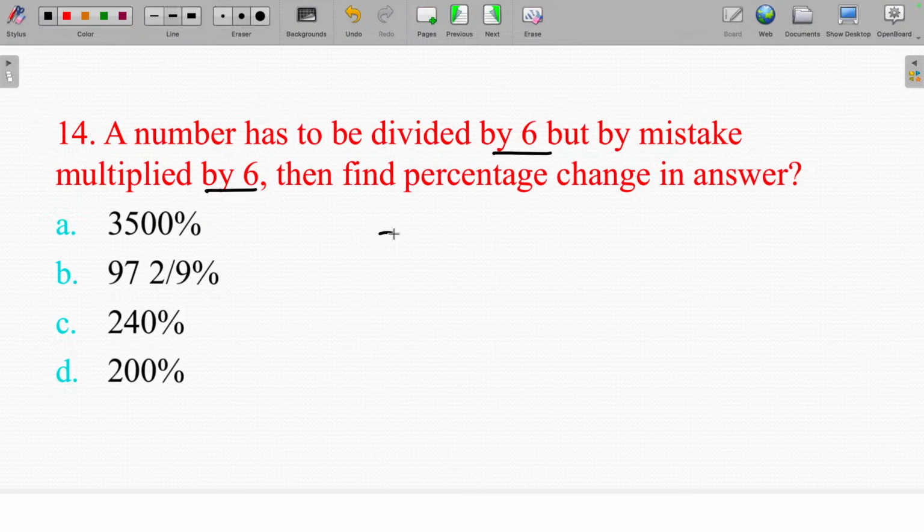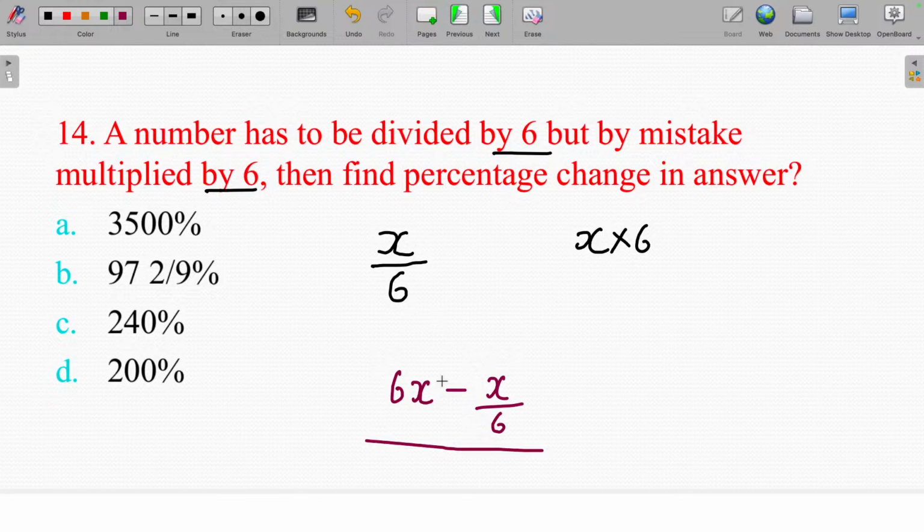Actually, I have one number. I am assuming x. Actually, we have to divide this number, but by mistake I multiplied the same number instead of dividing. What is the error? What is the percentage change? If I do the basic method, error means difference. Difference between this number and this number, which means 6x minus x by 6. This is the error on the original number.